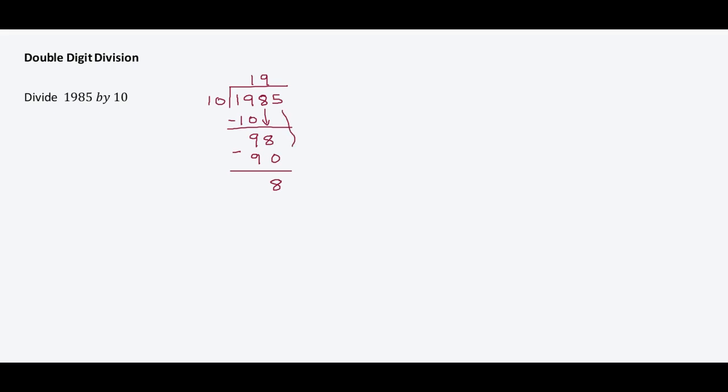Now we have to bring down the 5. 85 divided by 10, that's going to happen 8 times. 8 times 10 is 80. We subtract and we have a 5. 5 is less than 10, so we can't go any further, and we have no other numbers to bring down from the original question. So that's going to be our remainder. So 1985 divided by 10 is 198, remainder 5.